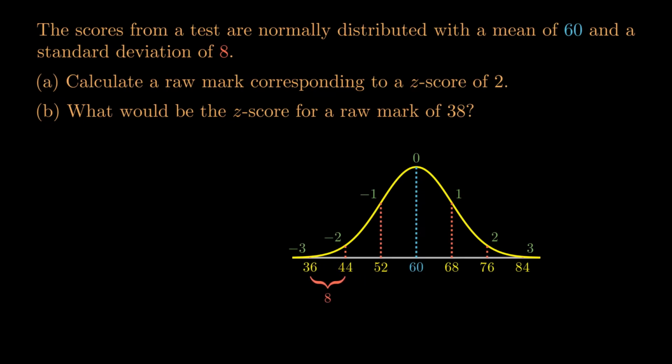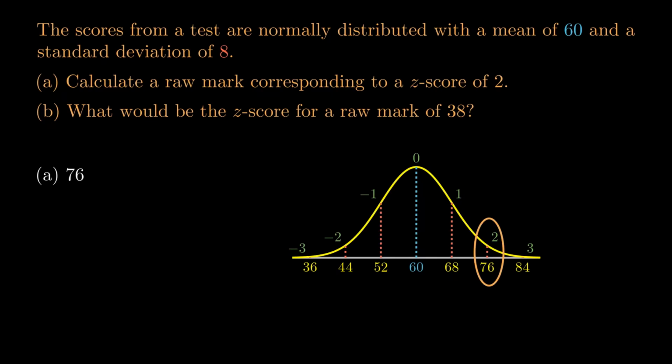Now, will we use all of these numbers? Well, almost never, okay? But again, I just find it helps to have as much of the story as possible laid out in front of us, especially if the question is a bit harder, okay? All right, so actually answering part A could almost be immediate, right? For the raw mark corresponding to a z-score of 2, we can just look at the score corresponding to the green 2 on our curve. And so the answer is just 76, right?